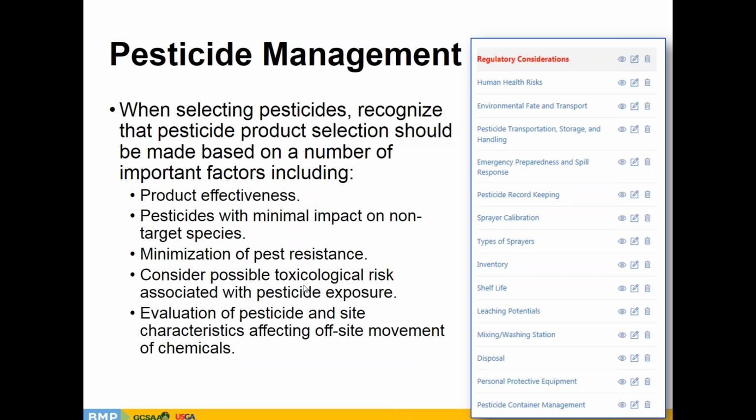Let me reiterate, a lot of times we just pick a pesticide simply by the cost or simply by whether it works or not. Clearly those are key components, but there are other factors that really should drive our pesticide selection, like pesticides with minimal impact on non-target species. By law, every pesticide label has prohibitions or warnings that talk about the impact on non-target species.